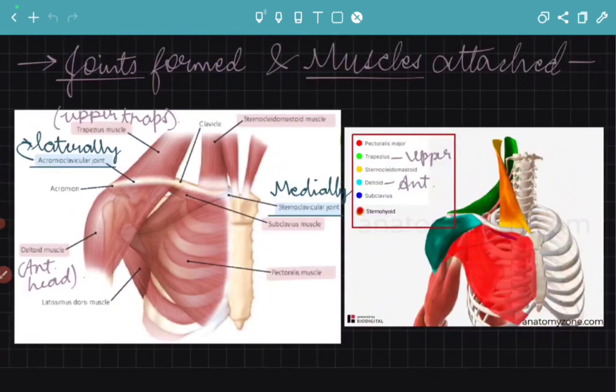Joints formed with the clavicle. Clavicle at the medial end forms a joint with sternum, which is called the sternoclavicular joint. In the same manner, laterally it forms a joint with acromion process of the scapula, which is called acromioclavicular joint.